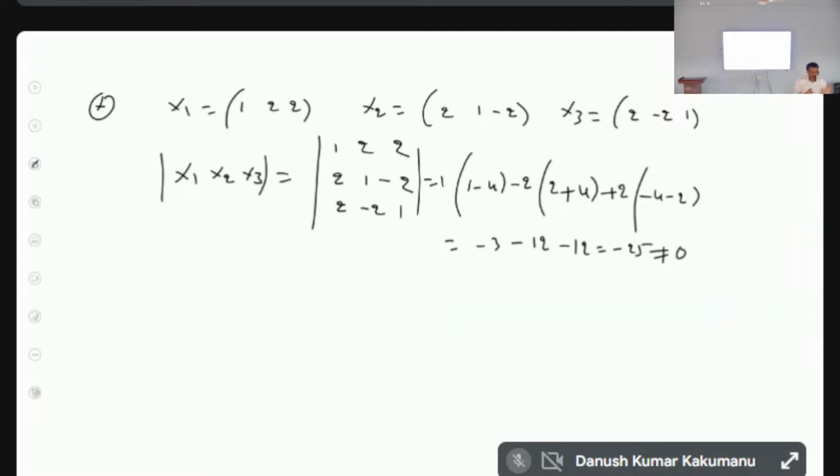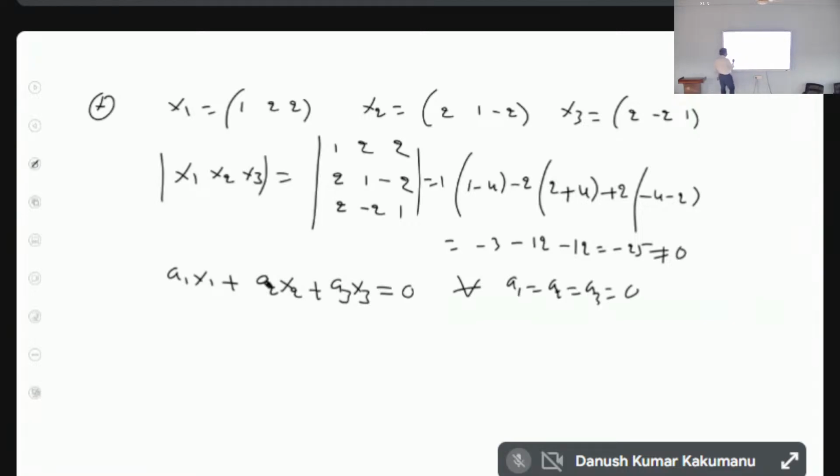Yes or no? If I ask you here, A1 x1 plus A2 x2 plus A3 x3 equal to 0, what are the A1, A2, A3? Can you guess? For all, A1, A2, A3 are all zeros only. If they are linearly independent, what are the A1, A2, A3? All are zeros. Correct or not? Linearly independent means all are zeros, so you will not find any relation between them.